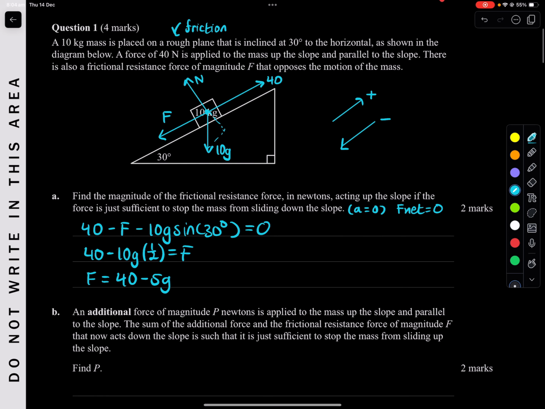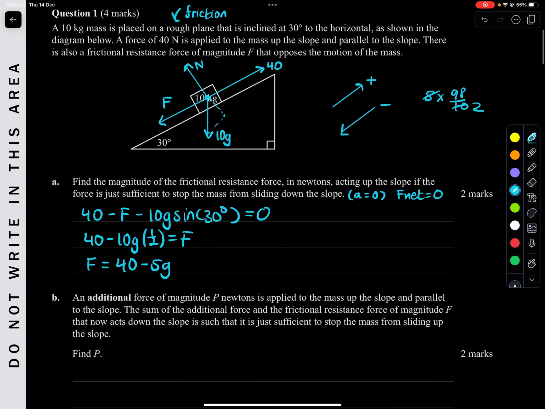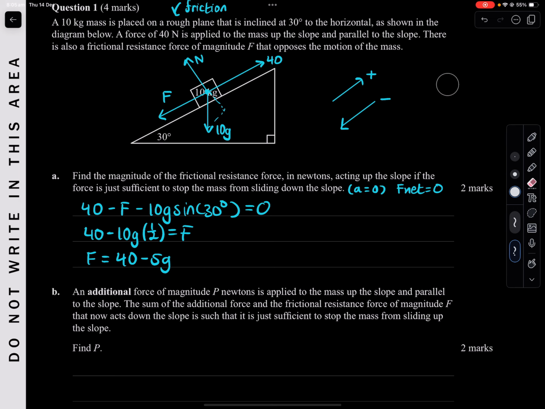Now 5g, let's think about it. We know g is 9.8. So we can write it as 98 over 10. We can cancel those out. So it's just 98 divided by 2, which is 49. Let's write 49 here. Minus 49. Hence, your frictional force is -9.